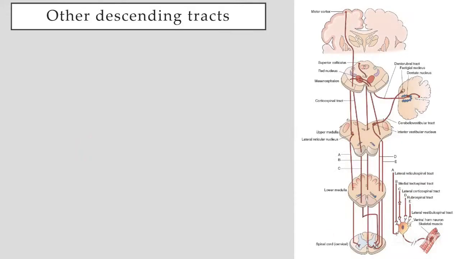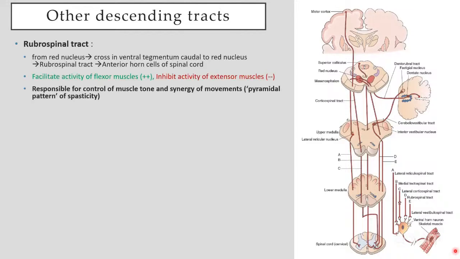Moving on to other descending tracts. The rubrospinal tract arises from the red nucleus. It crosses in the ventral tegmentum, caudal to the red nucleus. Then it forms the rubrospinal tract and it terminates in the anterior horn cells of the spinal cord. This facilitates the activity of flexor muscles and inhibits the activity of extensor muscles. This is responsible for control of muscle tone and synergy of movements. And disruption of this tract is also responsible for the pyramidal pattern of spasticity.